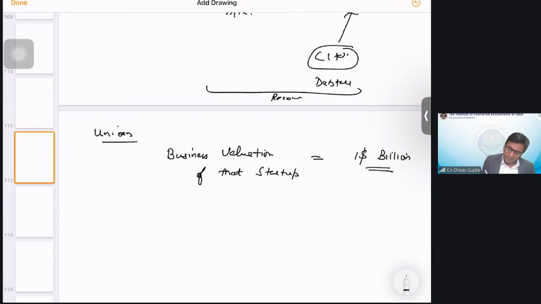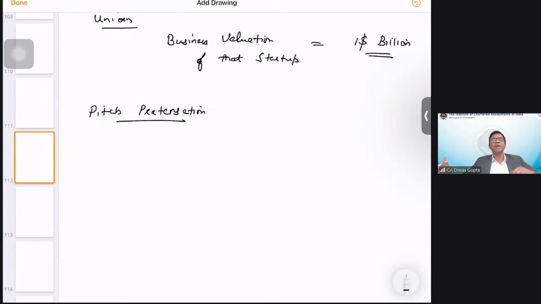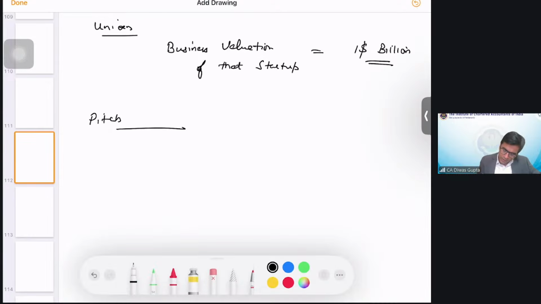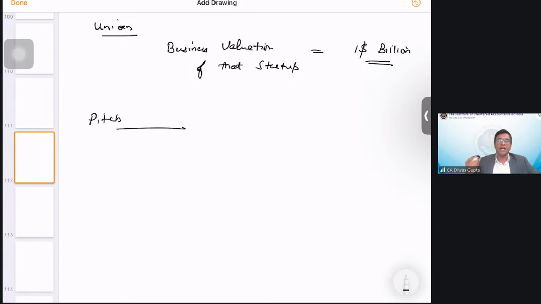Then pitch presentation. We had touched upon this topic very briefly. Let's cover this topic in detail. What is meant by pitch presentation? So students, in case a startup is asking for money, just a second.